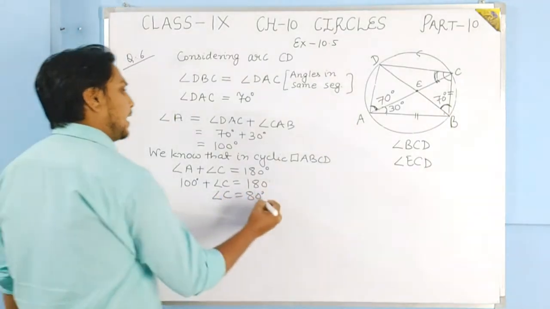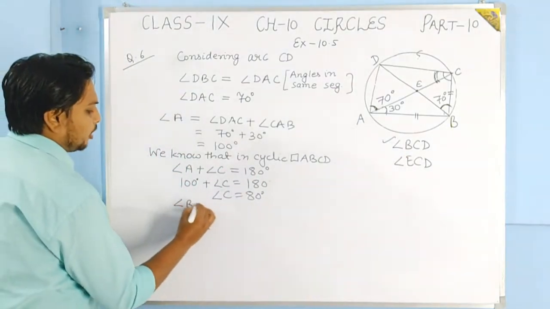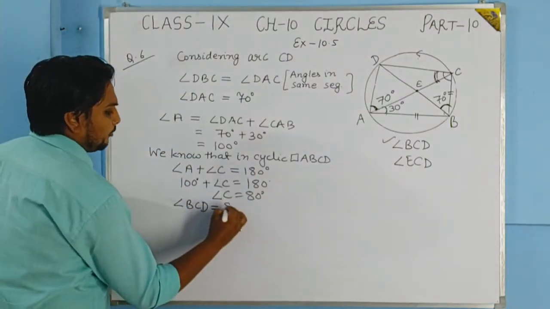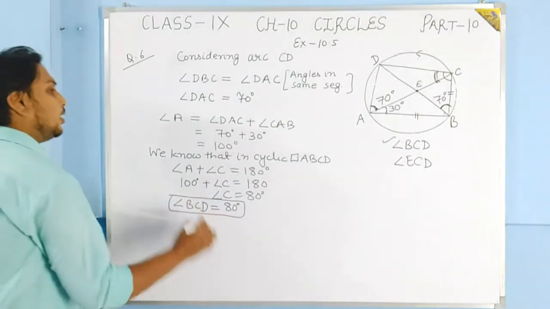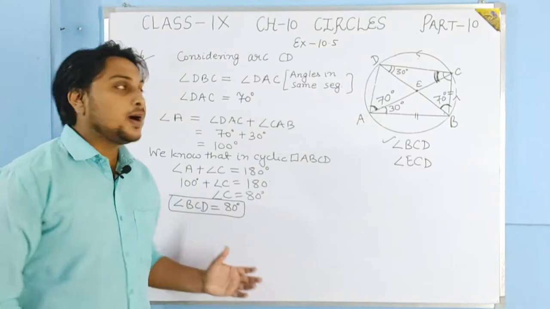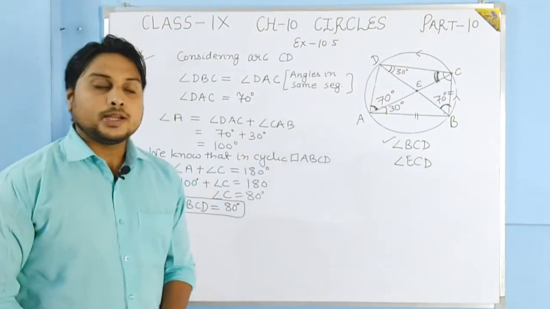Okay, and angle C is what? Angle C is angle BCD. So here we have got the value of angle BCD, which is 80 degrees. Okay, so students, here the first part is completed. That angle BCD is equal to 80 degrees.